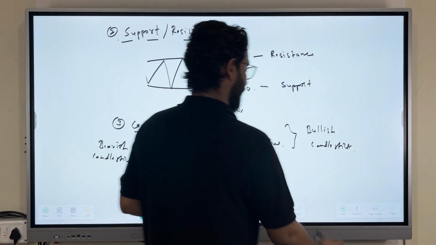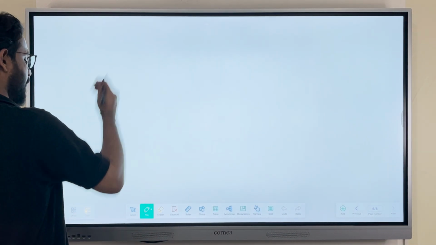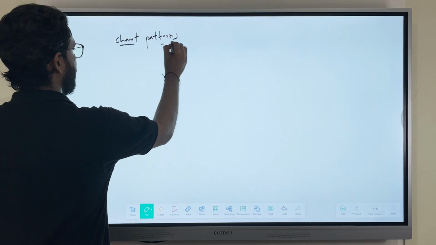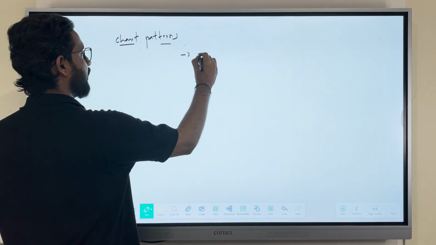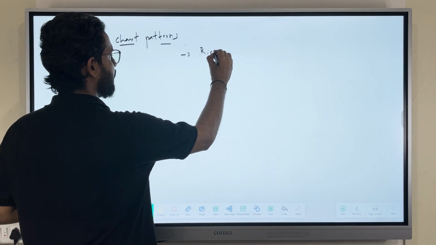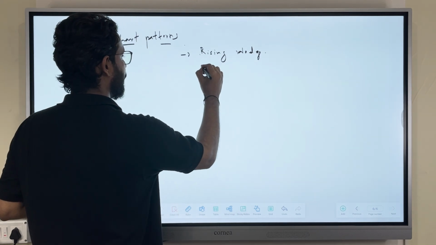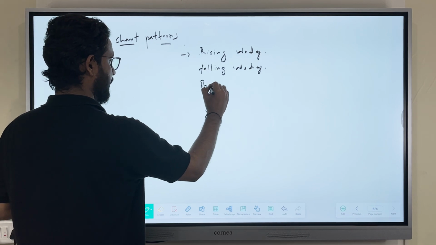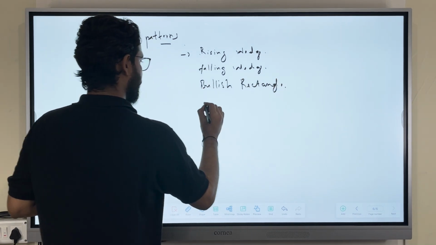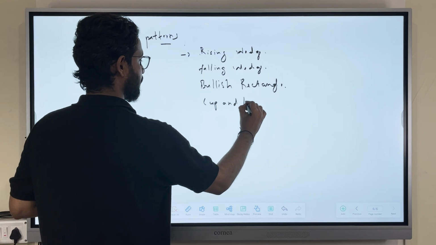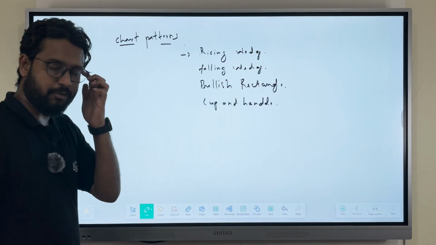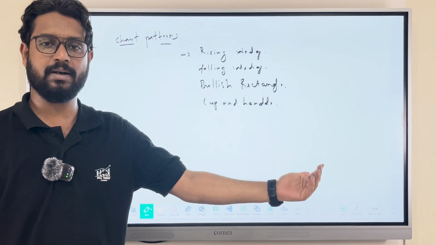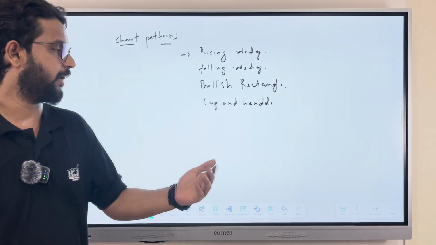Okay, then again the next thing that's helpful in technical analysis is nothing but chart patterns. There are various types of chart patterns. I can give you just a few examples. It is a rising wedge, then there is a falling wedge, then you have a bullish rectangle, again you have cup and handle. So these are some of the chart patterns that traders or investors use to determine the upcoming market position. Okay, the way the market is going to go.